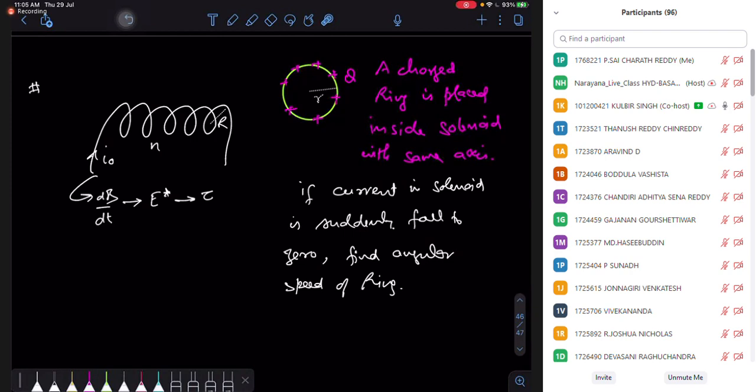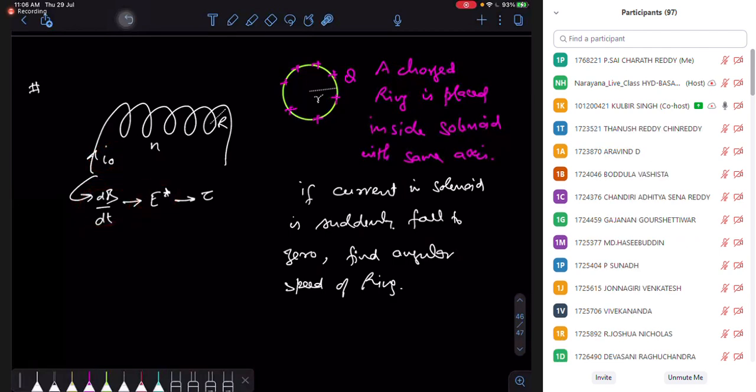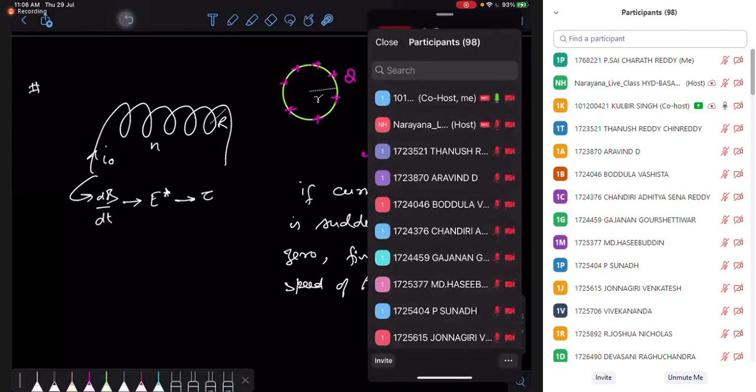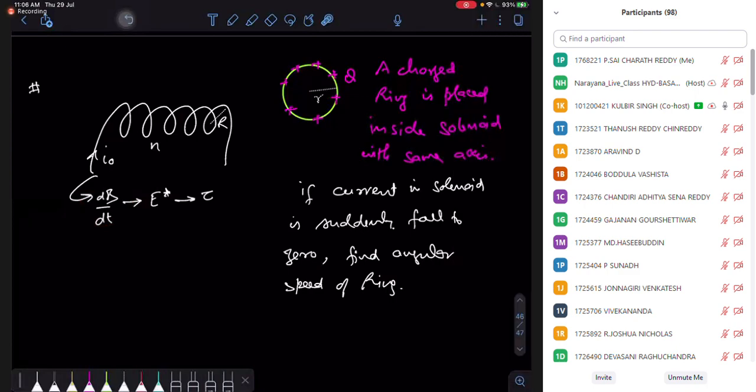But we analyzed it in this way: current created the magnetic field, the time varying magnetic field created the electric field, and this electric field is going to generate force on the ring. That's our approach of analysis. I hope you understand here. Understand? Is it okay? Clear? No confusion?